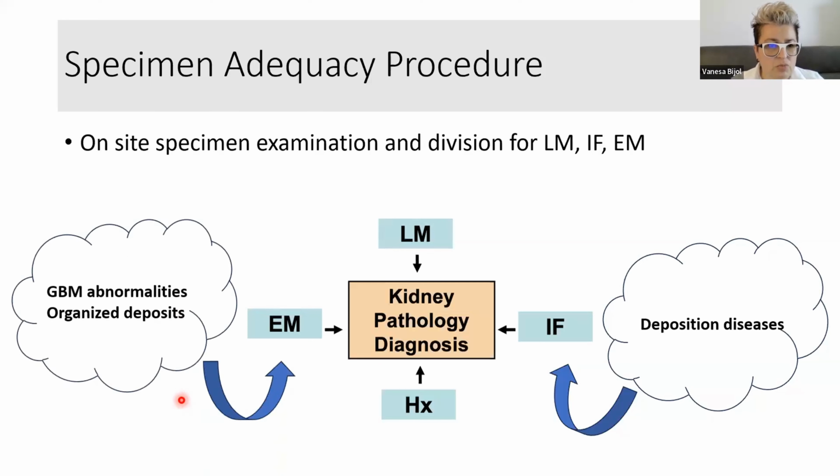Without the electron microscopy, you can't really evaluate GBM abnormalities like thin basement membranes or hereditary nephritis, but you will also be missing, in general, not only organized deposits, but even subtle changes like subtle endothelial cell injury and so on. So really having all these three is really important.